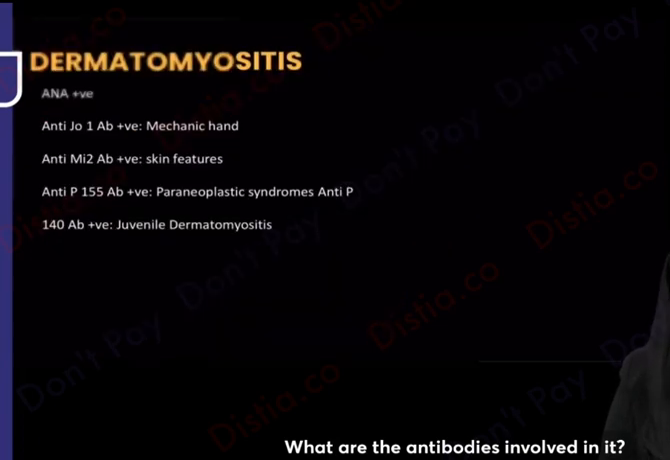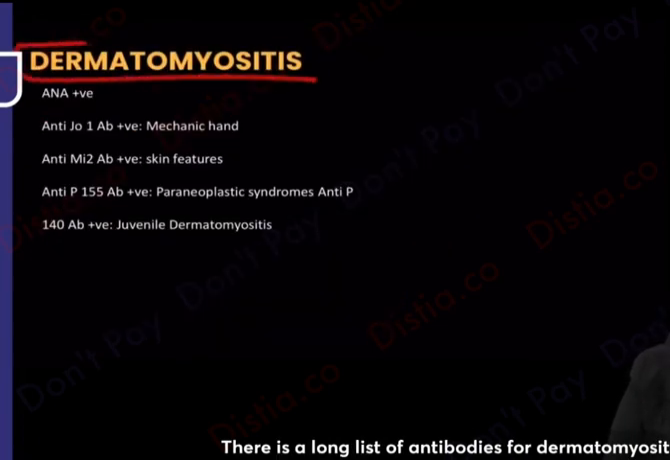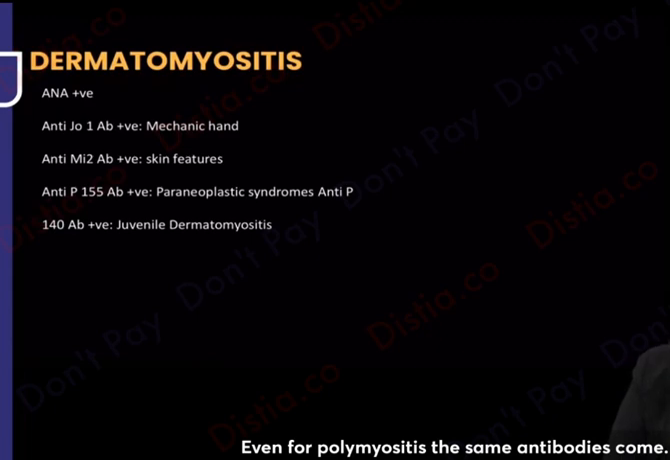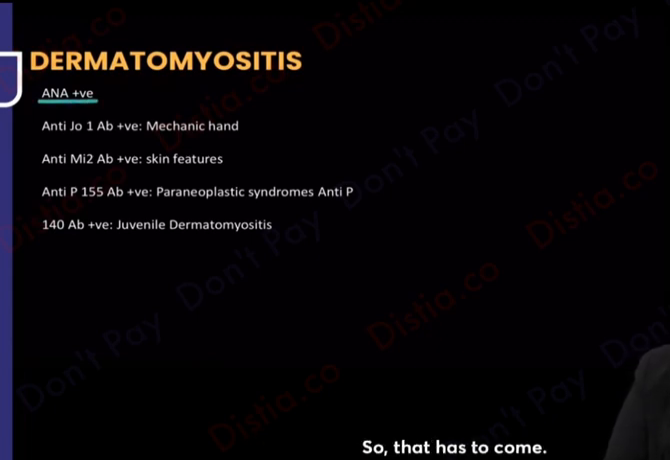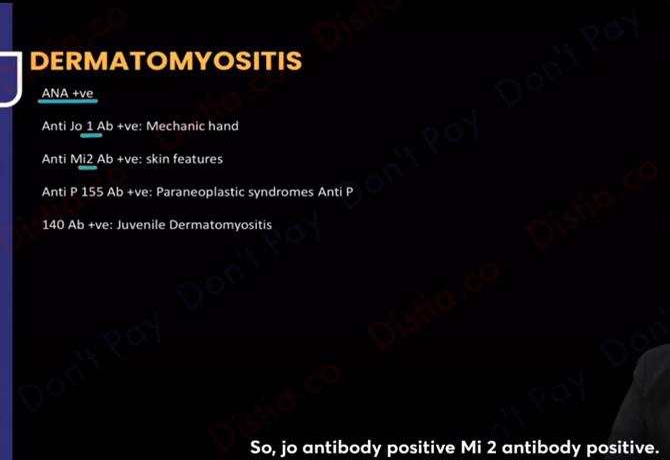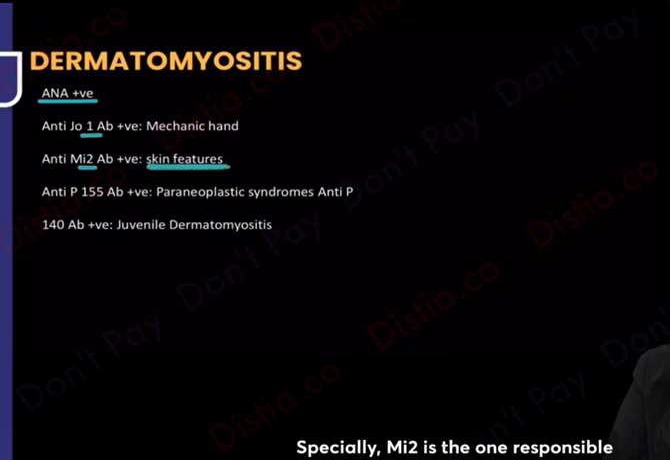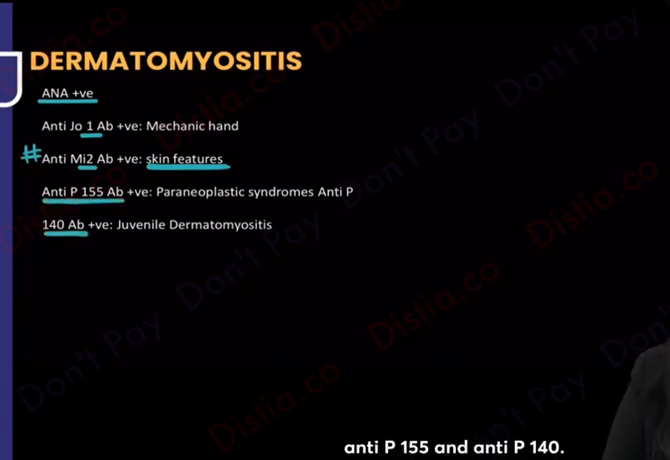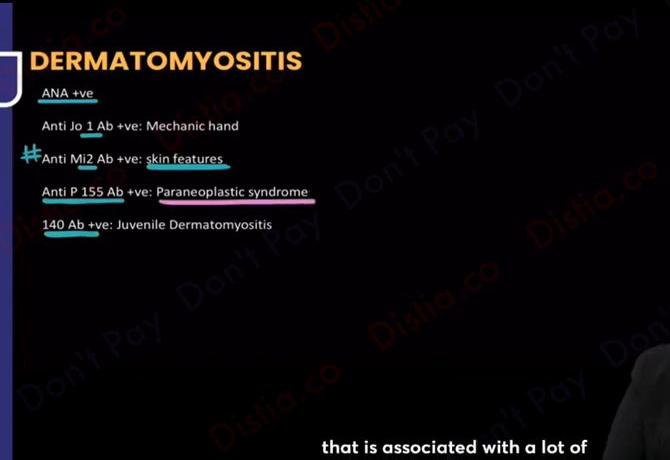What are the antibodies involved in it? There's a long list of antibodies for dermatomyositis. Even for polymyositis, the same antibodies come. Anti-nuclear antibody comes everywhere, so that has to come. Jo1, Mi2. So Jo1 antibody positive, Mi2 antibody positive. Especially Mi2 is responsible for a lot of the skin, the derma features. Next, please remember, we have anti-P155 and anti-P140. Anti-P155 is associated with a lot of paraneoplastic syndromes, and anti-P140, the smaller number with smaller children, that is juvenile dermatomyositis.